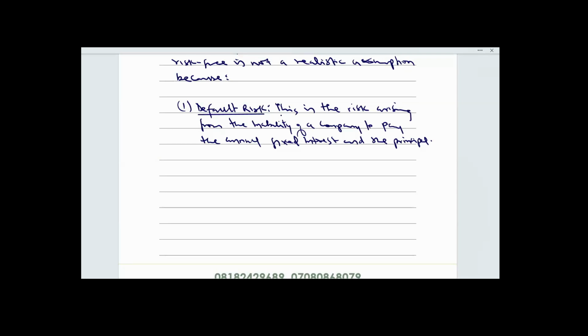So that means the borrower has defaulted. When you borrow money and you don't pay, that means you have defaulted. You can imagine how many billions of naira that some of these microfinance banks have lost.